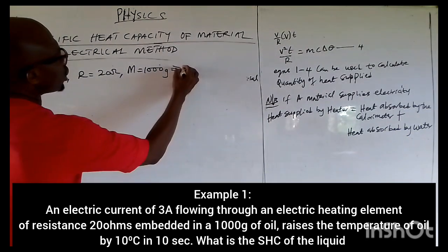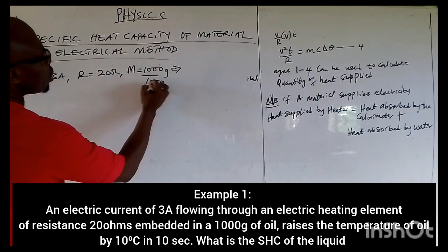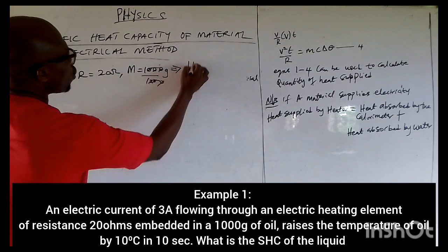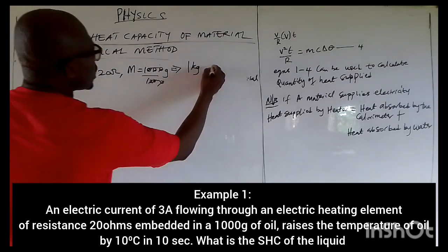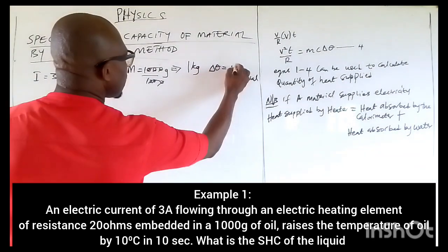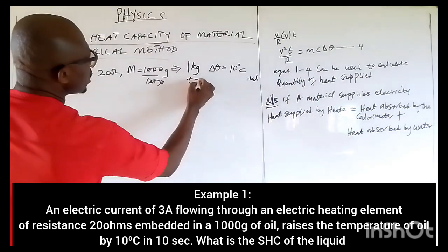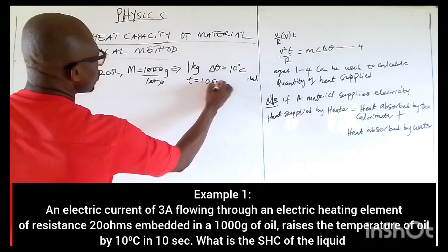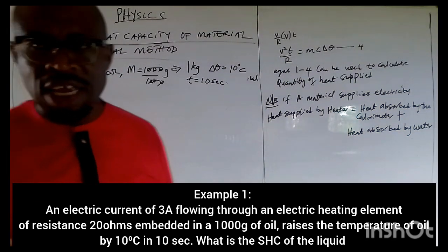We can convert it to kg by dividing by 1000. If you divide by 1000, we have the mass to be 1 kg. The next one is temperature change. The temperature change is given to be 10 degrees Celsius. Now, time taken so far is 10 seconds. Now, the question says, what is the specific heat capacity?